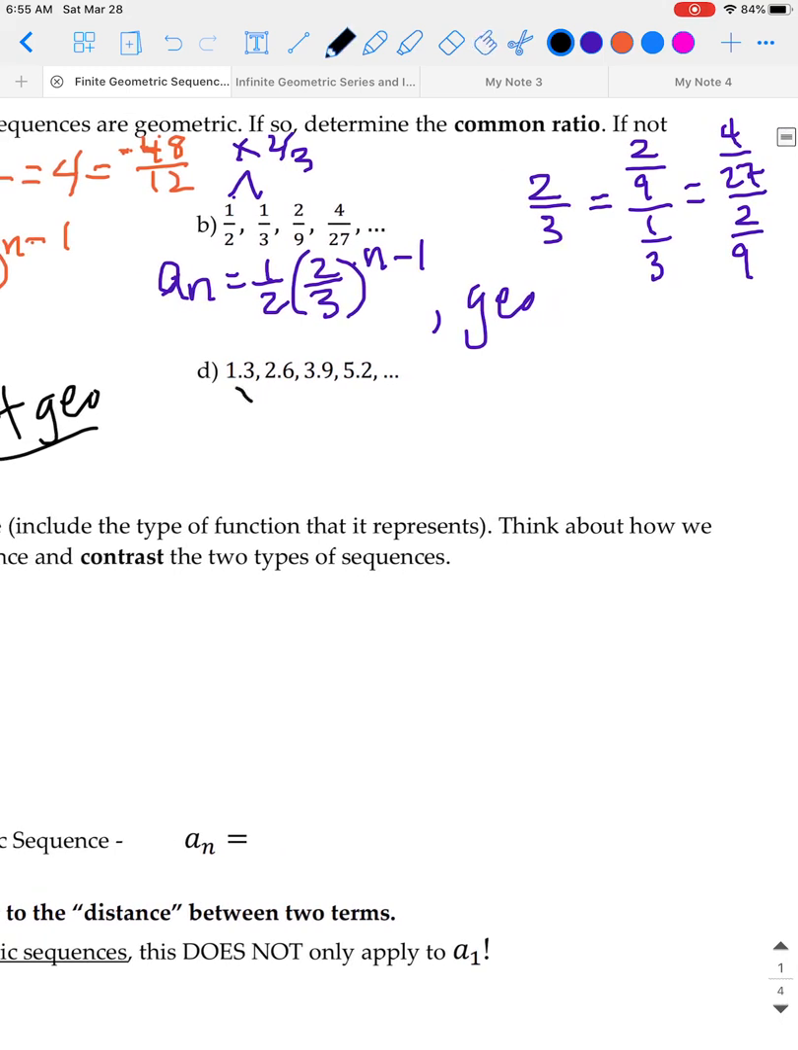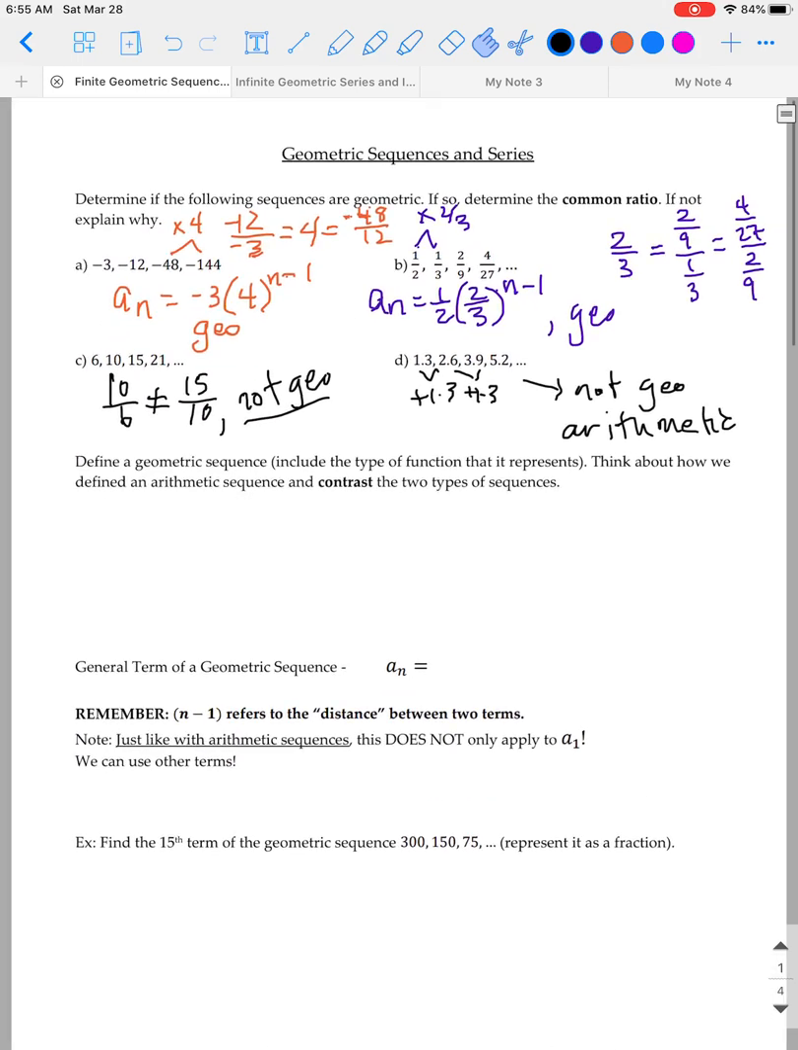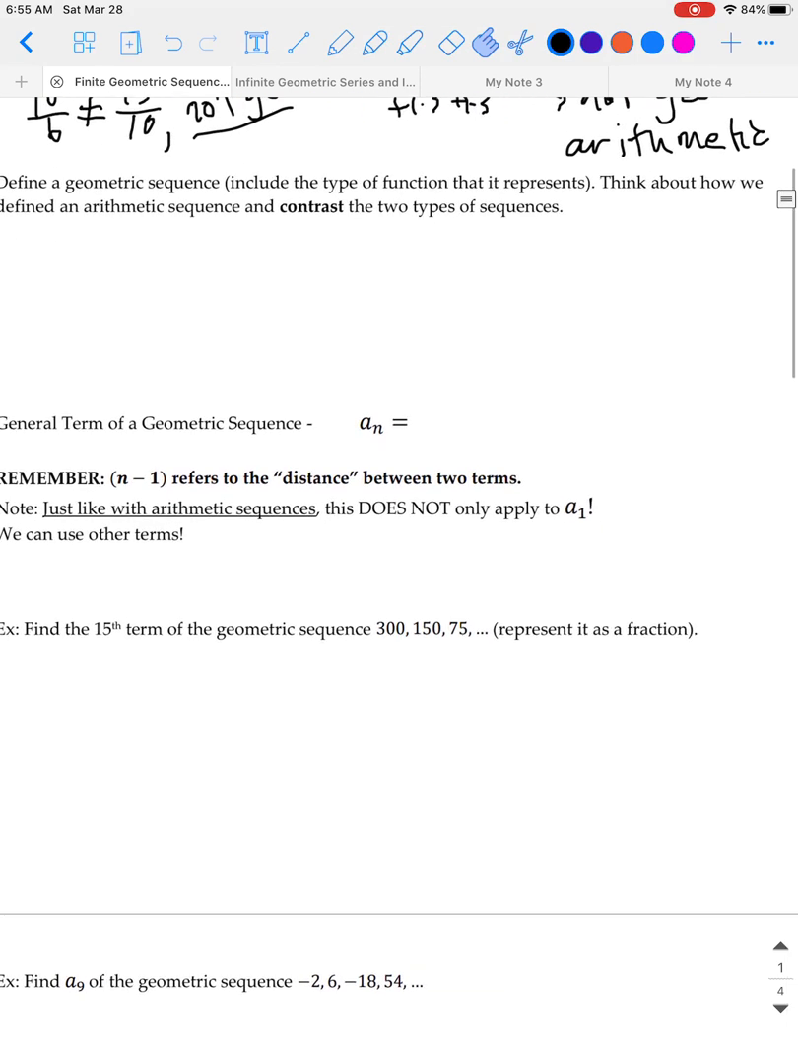And for D, we can clearly see that D is adding by 1.3 each time. So this is not geometric and is in fact arithmetic. Okay. So if we look at our sequences, it should be pretty simple to determine between arithmetic and geometric. C, if you look a little bit closer, you'll find is a quadratic sequence.